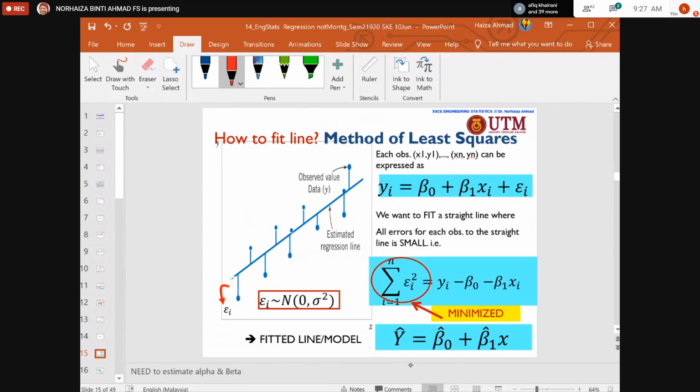Now, when you have this model, it means that semua observation kita can be explained. So yi, our response variable, can be explained by this model: some constant or an intercept plus the slope times our independent variable. So this would have some values. We say that this line is representing all our observations plus error. Because we have different observations, this error is very important.